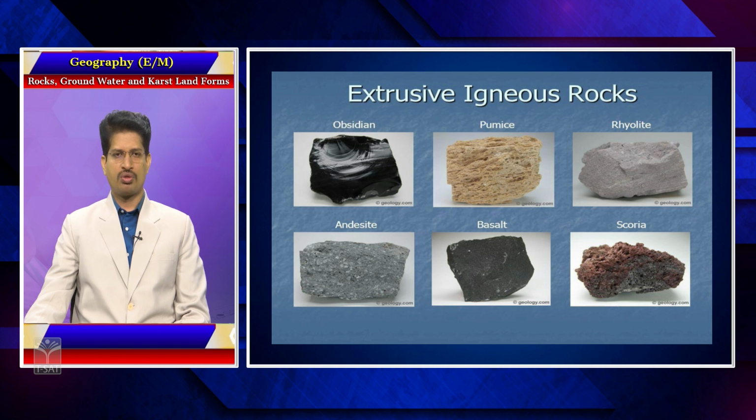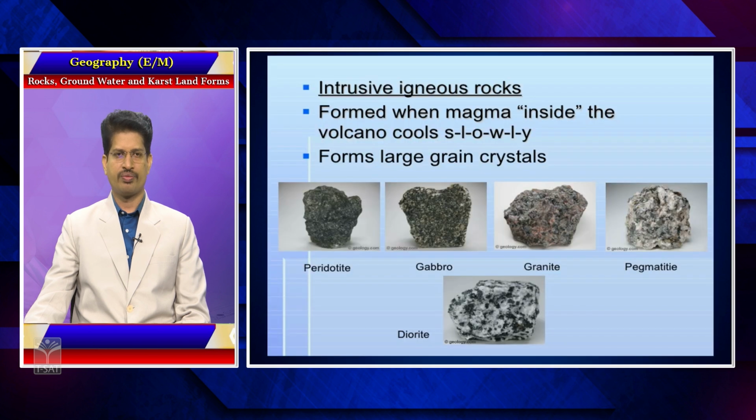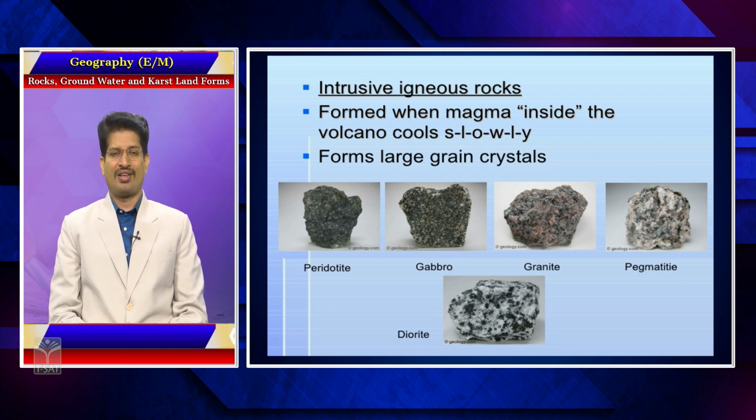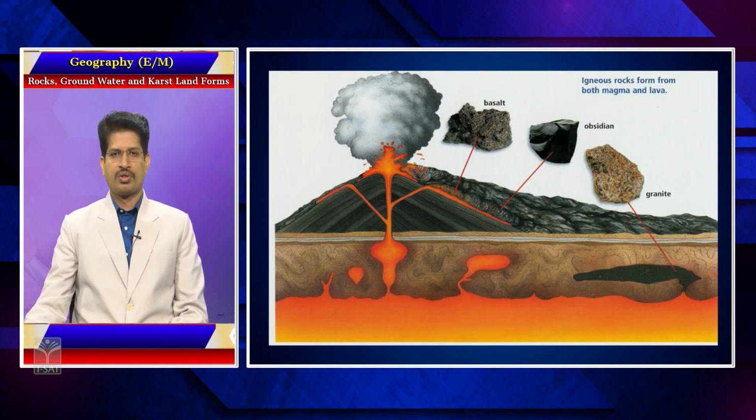The examples of extrusive igneous rocks are pumice, basalt, and rhyolite, which we have already discussed. Intrusive igneous rocks are formed when magma solidifies very slowly, because of which the crystal size is large, as I have discussed with you. Igneous rocks are formed both from magma and lava. You need to keep in mind that both magma and lava have a source from molten rock.